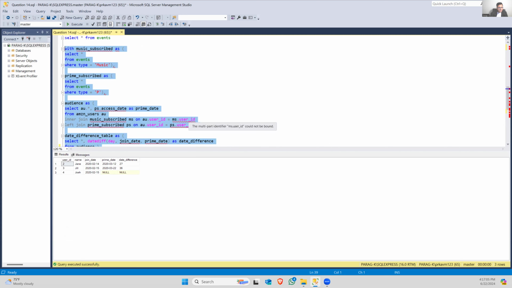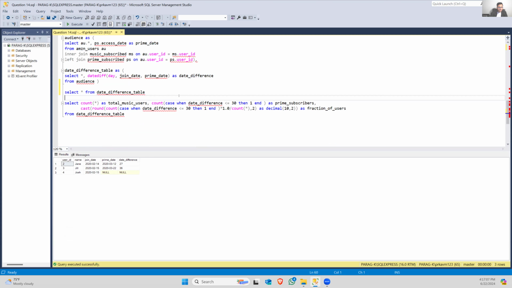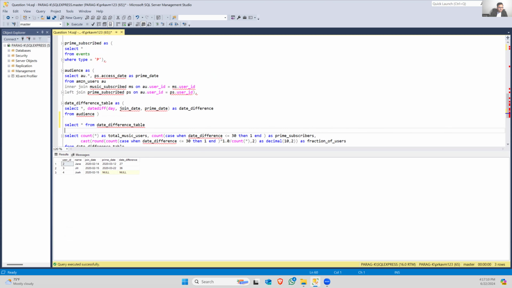As you can see here, what has happened is that remember I had used AU, left join, inner join, and it has only selected those. It has selected the join date from the Amazon user table, and it's selected the prime date, which is basically the date of the prime subscribed from the prime subscribed table, and it's calculating a date difference. And you see, that's the reason I wanted this purposely to be a null join. If you did an inner join, this would have just been 2 and 3, which would have been a wrong answer. So we wouldn't have been able to calculate the fraction.